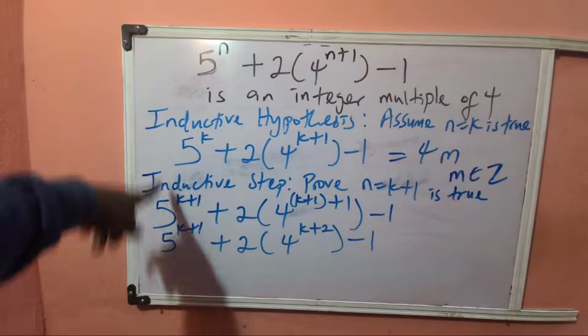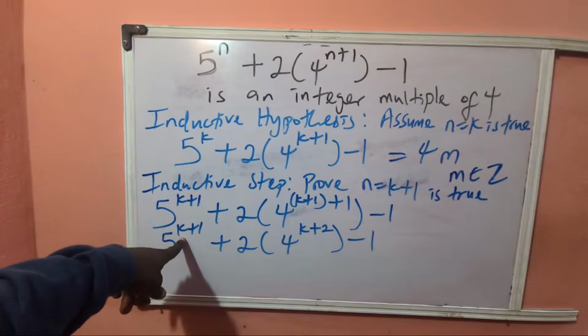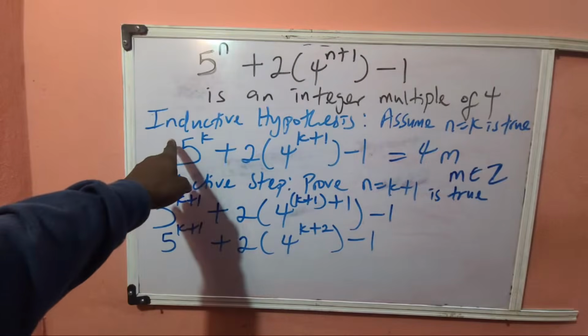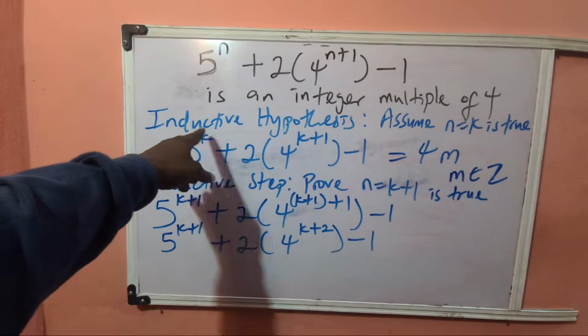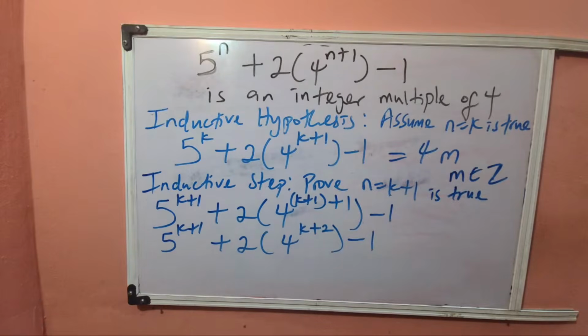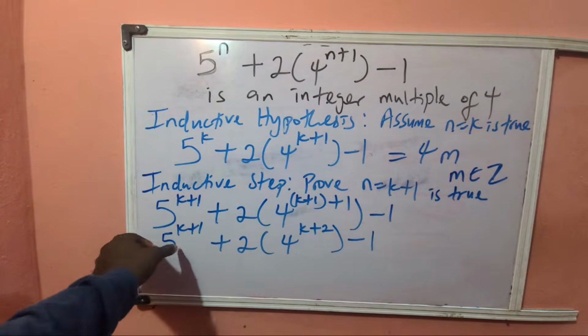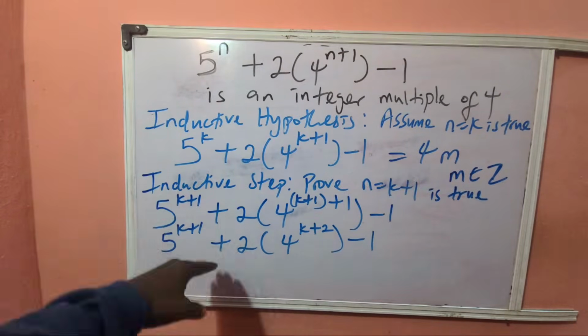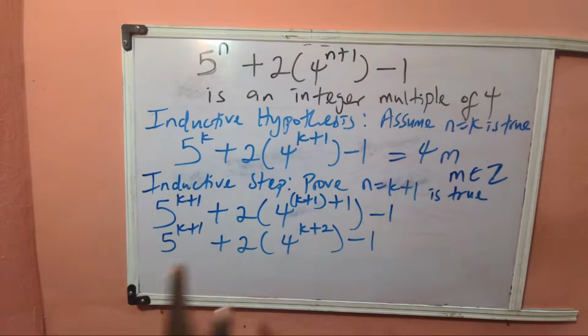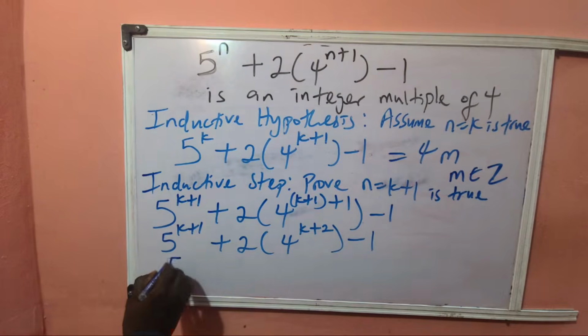We want to bring out 5 raised to the power k here, so that we'll be able to isolate it from our inductive hypothesis. That means when we assumed n was equal to k, we want to bring out this 5^k. So we'll fix this 5^k into what we are dealing with here. So this is what we are proving. Don't forget, this is n equals k plus 1, which we want to prove. But what I want to do next is make it something like this.